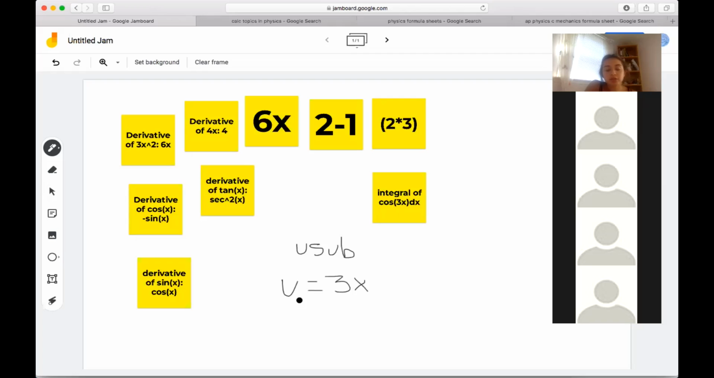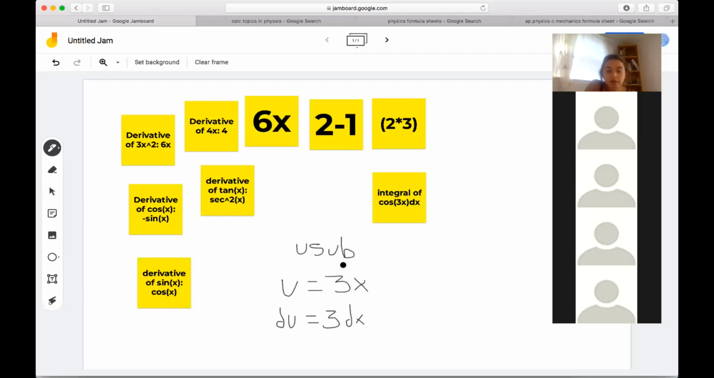There's another thing that you have to keep in mind. It would be du, which is basically the derivative of u. As we said before, if the exponent of the x is 1, it becomes 0. So in this case, the derivative of 3x is just 3. But you always have to add in the dx at the end. It's basically like the derivative of x, kind of.